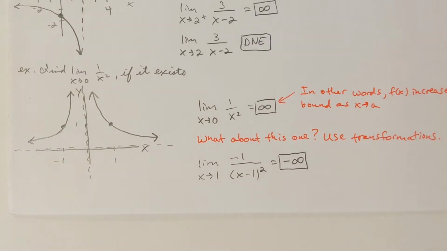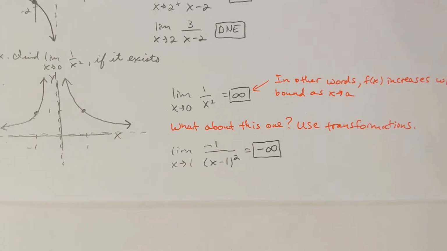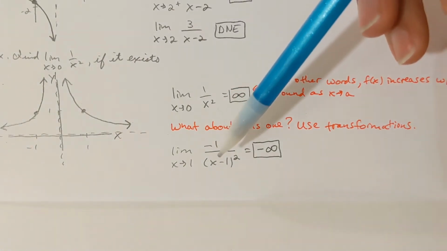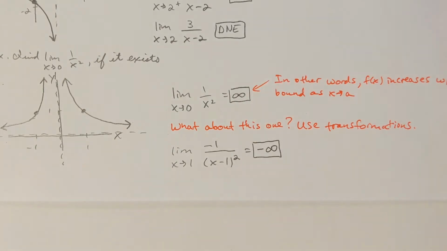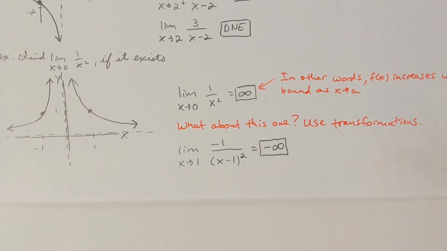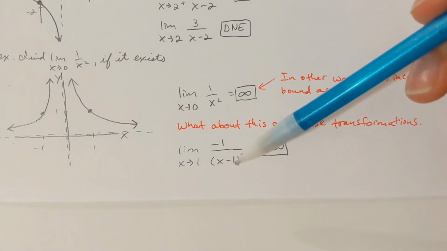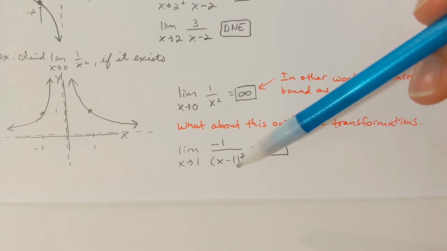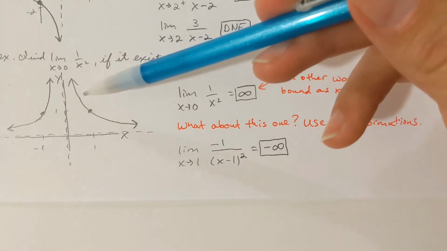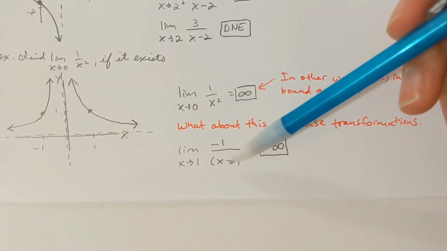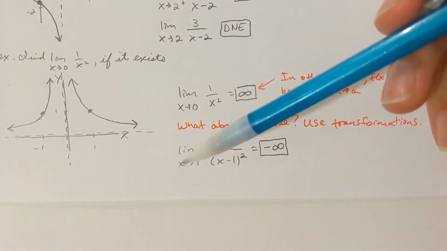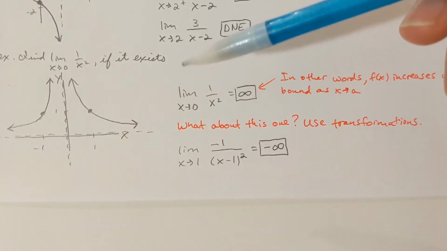And now how about this one? What if we had the limit as x approaches 1 of negative 1 over x minus 1, the quantity squared? Well, I can use what I know about transformations. Okay, I'm not going to sketch this graph, but if I were, that would be very easy to do. The negative in front of 1 over x squared would mean that I'd flip this graph about the x-axis, and then the minus 1 here means that I would shift to the right 1 unit with all the points. Okay, so 2 transformations would be applied.